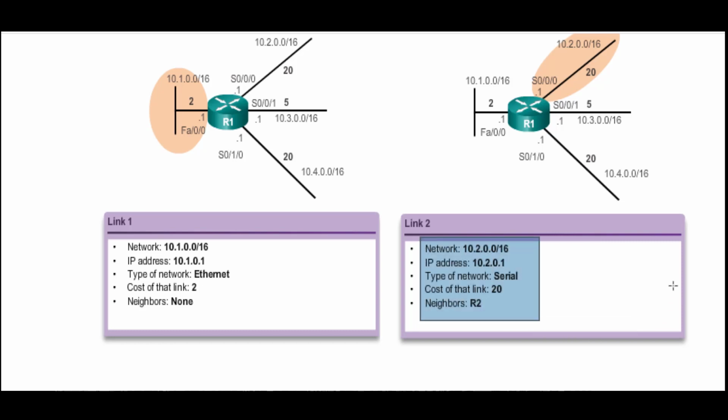What is a network? What is the IP address? What type of network is it? What is the cost of that particular link, and who is going to be your neighbor? So complete information will be collected for all the links. Here, for example, we are giving only 2 links. For the third link, fourth link, for all the links, the same information will be collected by the router. So this is step number 1 in the link state routing protocol.